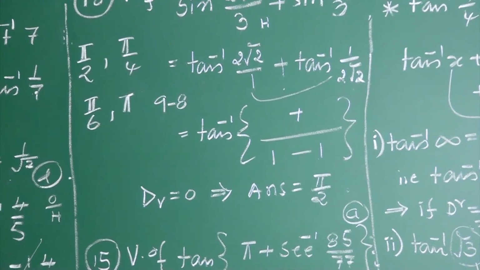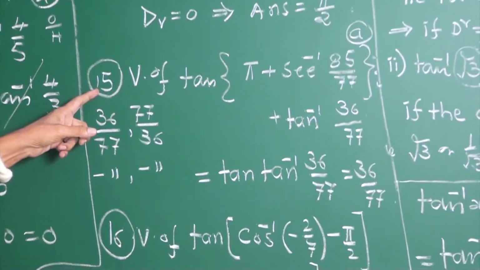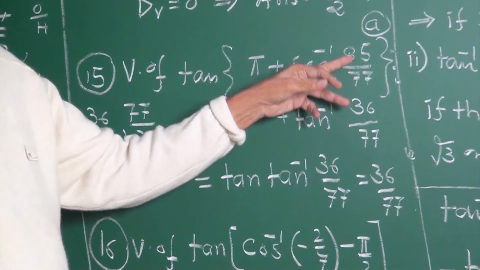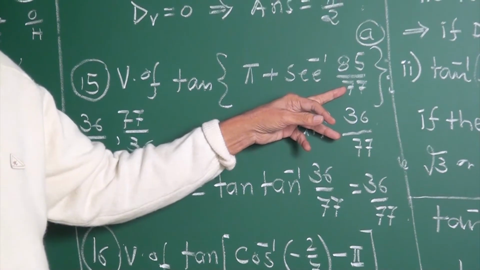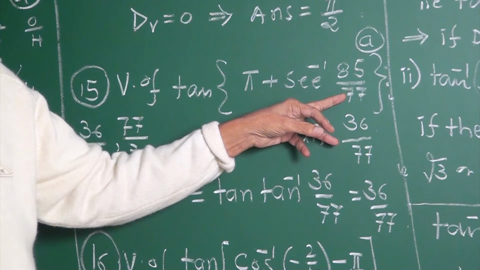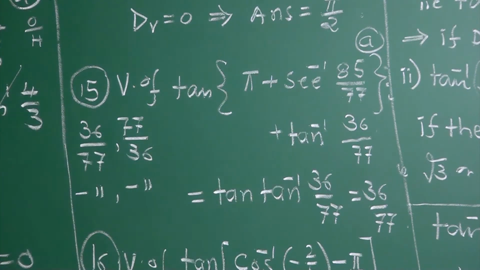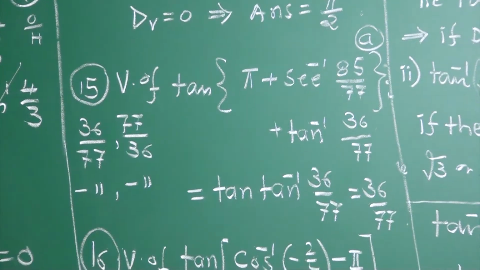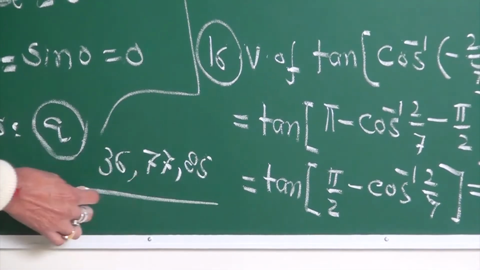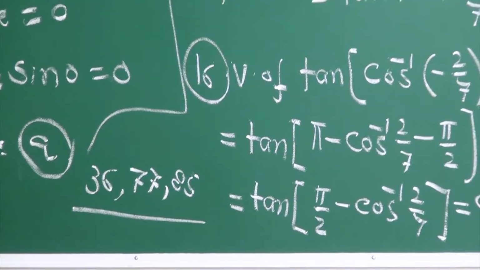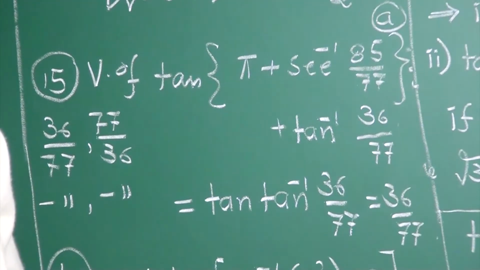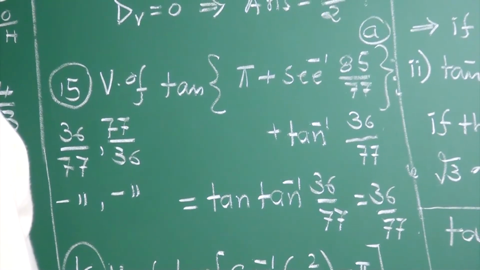Good question. Next, it is also a good question. The value of tan pi plus sec inverse 85 upon 77, big number. Again, you must remember Pythagorean numbers. It is 36, 77, 85. What are the Pythagorean numbers? They are 36, 77, 85. Pythagorean numbers, my friends. Once again, sec inverse to tan inverse.